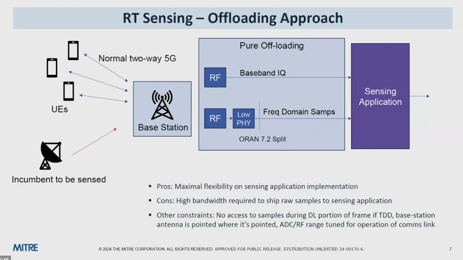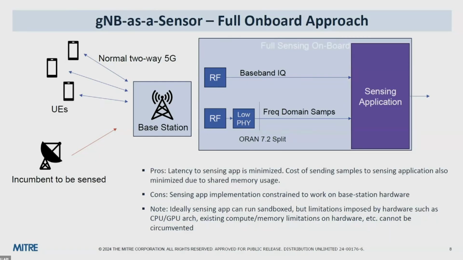So it's complete offloading, and it's not going to really require any additional features on the Gnode B itself, just that external entity that would do the processing. So it is a complete offloading process that has its own merits in terms of what hardware is needed on the base stations and so on. The second one is when you have all the capability within the base station itself.